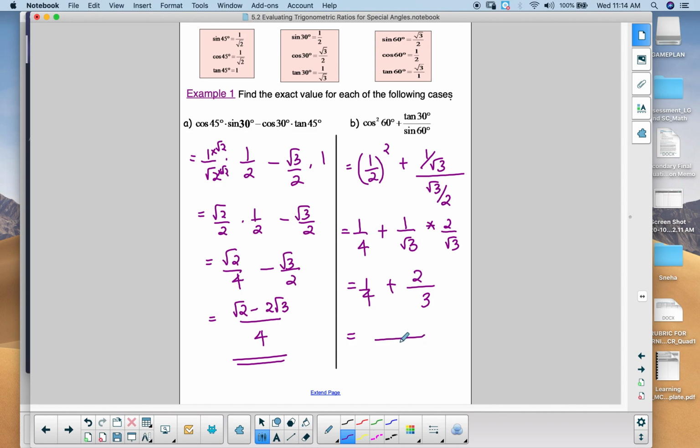Their common multiple or denominator is 12. 4 times 3 is 12, so 1 times 3 is 3, plus 3 times 4 is 12, so 2 times 4 is 8, and the exact answer is 11 over 12. Okay, so adding up the answers, we're not using our calculators, we have to use these ratios and simplify.